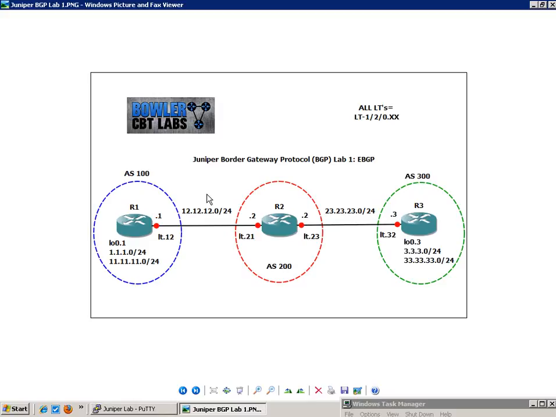So let's go ahead and get right into configuring and setting up our lab. Again, in this lab we're going to set up everything from the interfaces to external BGP.